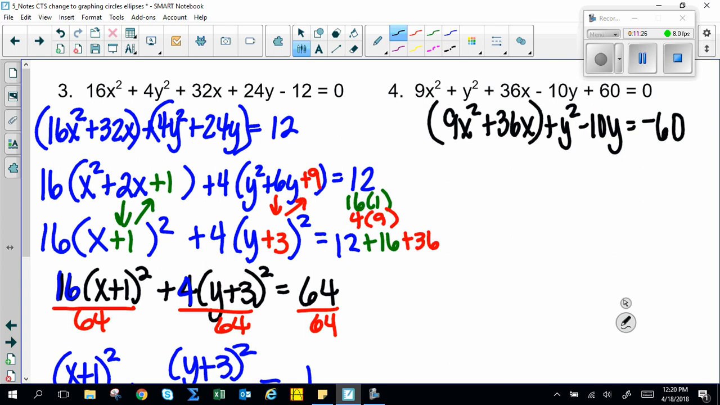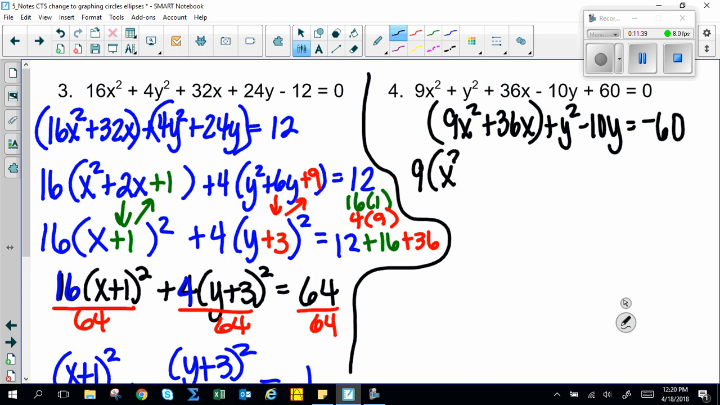All right, if I look at my x terms, what do I need to pull out of that parentheses? 9. And what does that leave me inside the parentheses? Plus 4x, okay, and a little bit of space. Do I need to pull anything out of this second grouping? I do not, because the y squared term does not have a coefficient, but I'm going to leave a little bit of space. Equals -60.